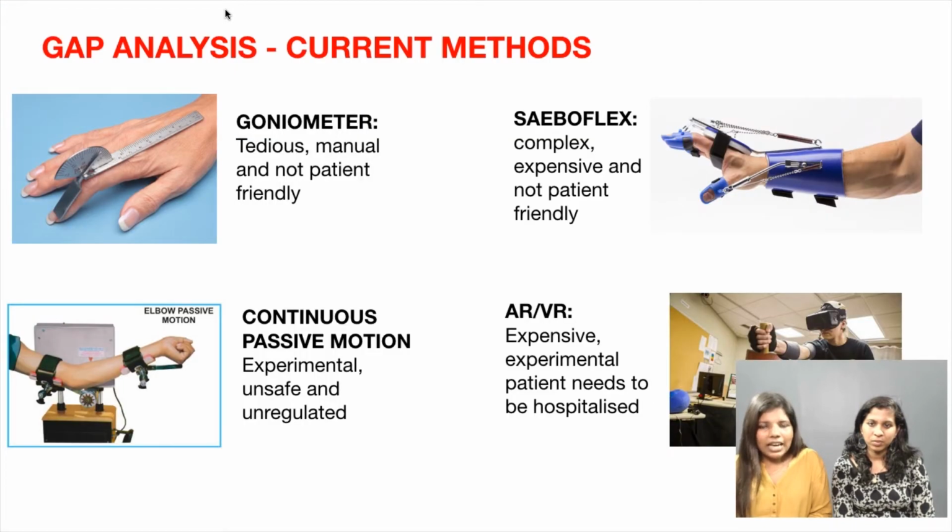So let's see the gaps in the current solution. The first method is goniometer, which is the only manual method used to measure the recovery of the patients. The next one is Saboflex, which is a complex therapy for the patient. And continuous passive motion is the only general method of treatment for physiotherapy. An AR/VR based solution is an expensive treatment and it is also a hospitalized treatment.